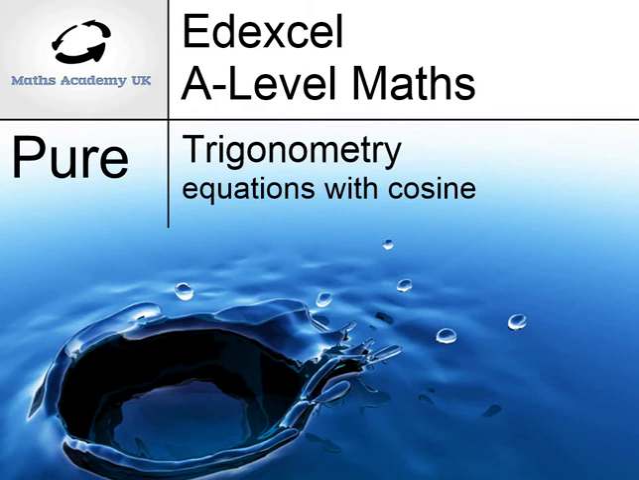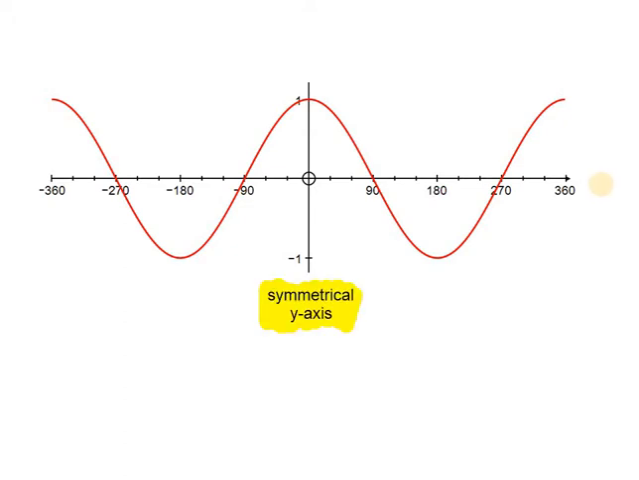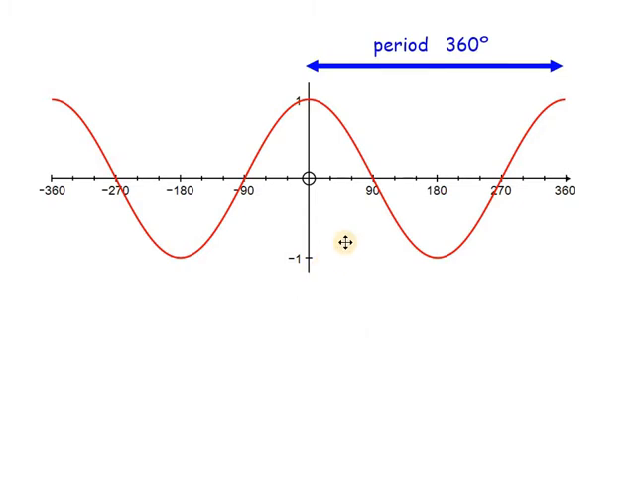Equations with cosine. The graph of y equals cos x. We've got the cosine ratio on the vertical axis and angles on the horizontal axis. We can see that the graph is symmetrical about the y-axis, and it repeats every 360 degrees, the period of the graph.